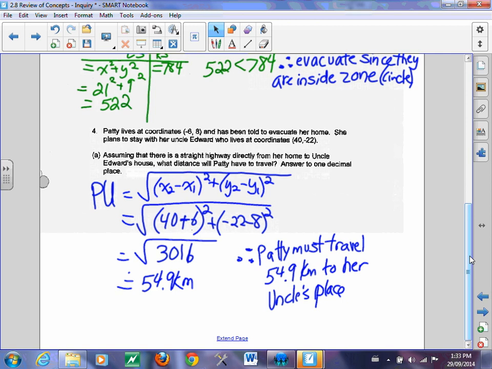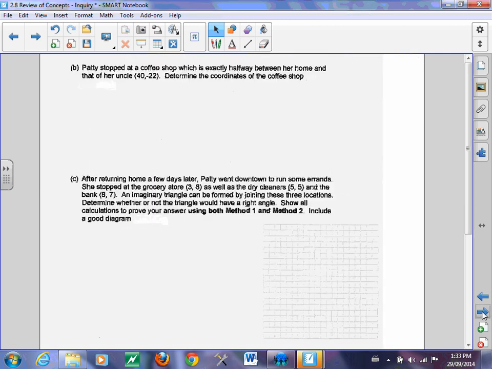All right. Next page, ladies and gentlemen. Okay. It says, Patty stopped at a coffee shop, let's pretend it's Timmy's, which is exactly halfway between her home and her uncle's home. Determine the coordinates of the coffee shop. So hopefully when it says halfway, you remember that as being the midpoint.